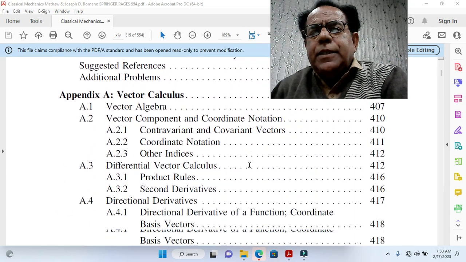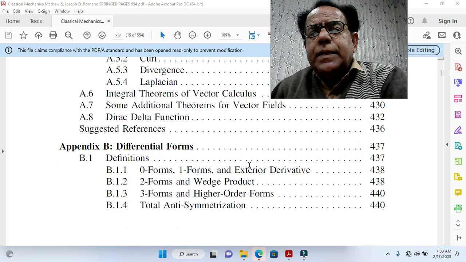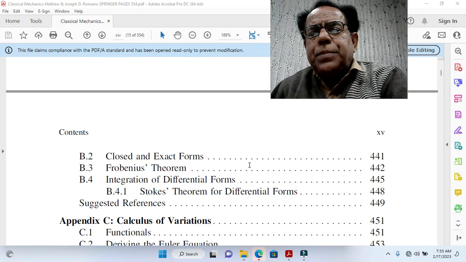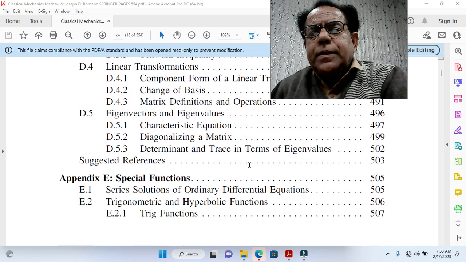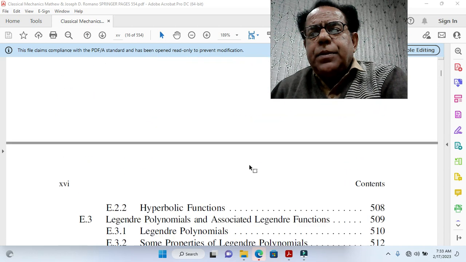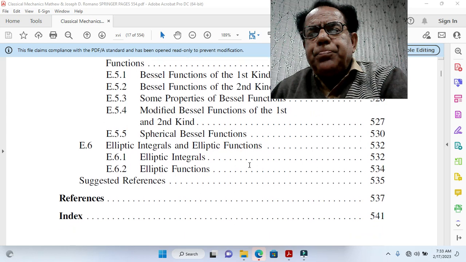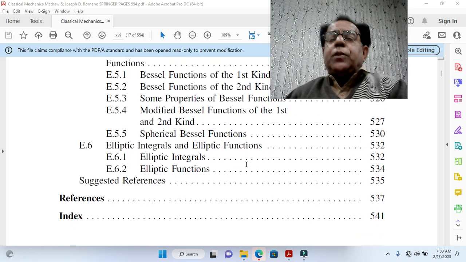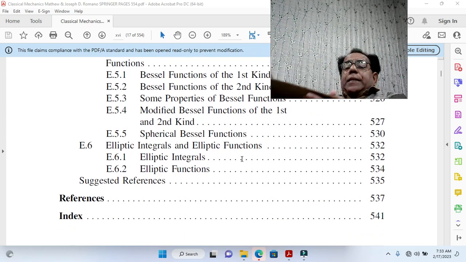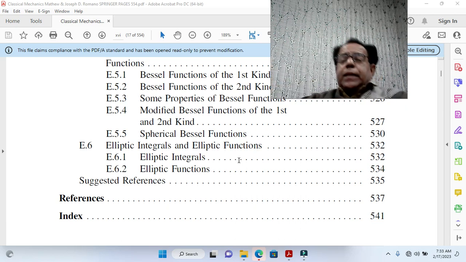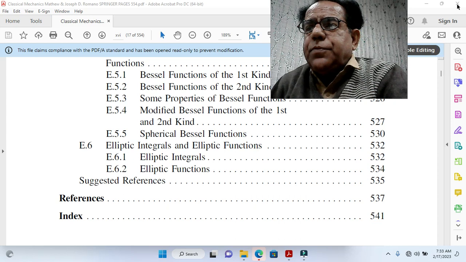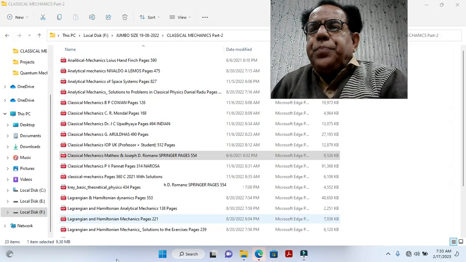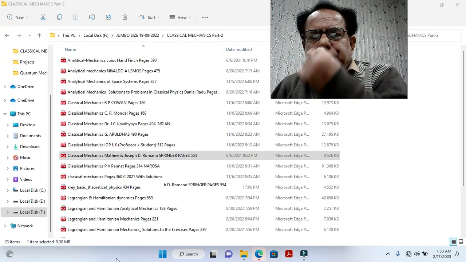And then the appendix begins, and the index is given at page number 541. And now we should move further.